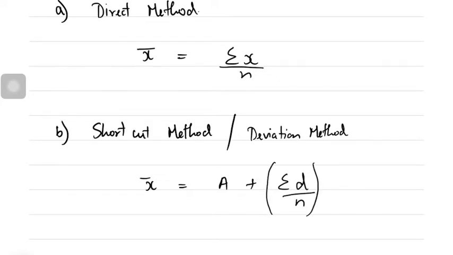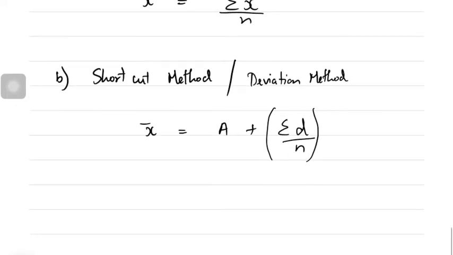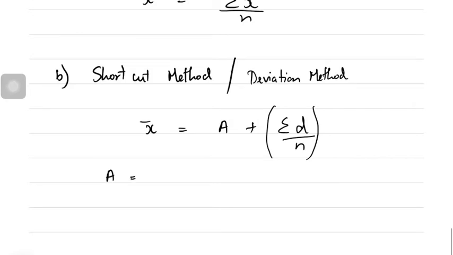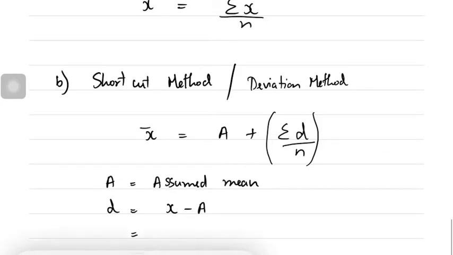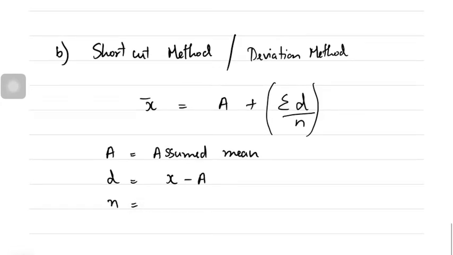To avoid confusion, you can put here one bracket. Where a is assumed mean. D is x minus a. And n is number of observation. I have used small letter n, so I'll write small letter n only.